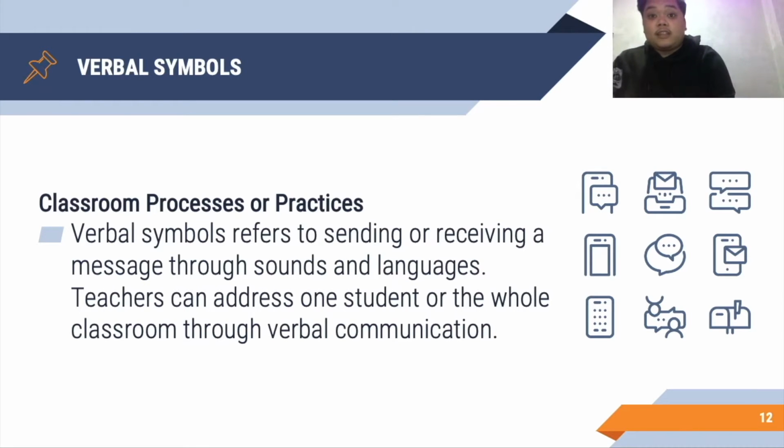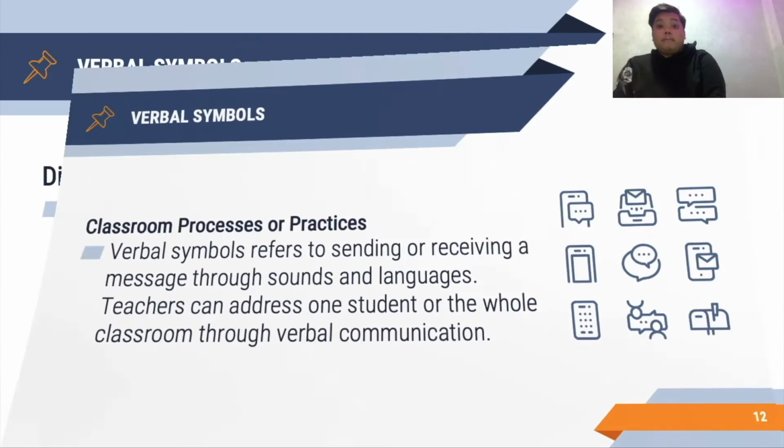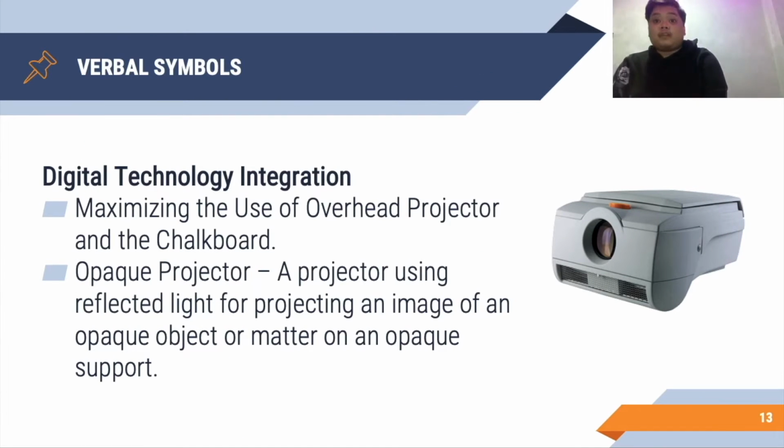So, digital technology integration, maximizing the use of an overhead projector and a chalkboard. So, what is an opaque projector? An opaque projector uses reflected light for projecting an image of an opaque object or matter on an opaque support. So what is a chalkboard? The chalkboard is what teachers use to write something like what they are going to teach you. So yes, that's all.